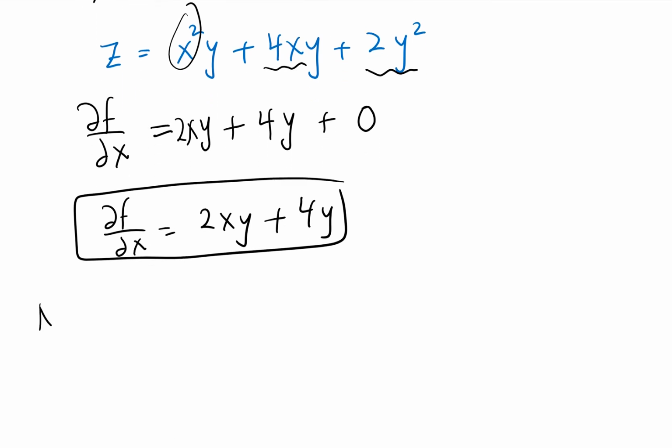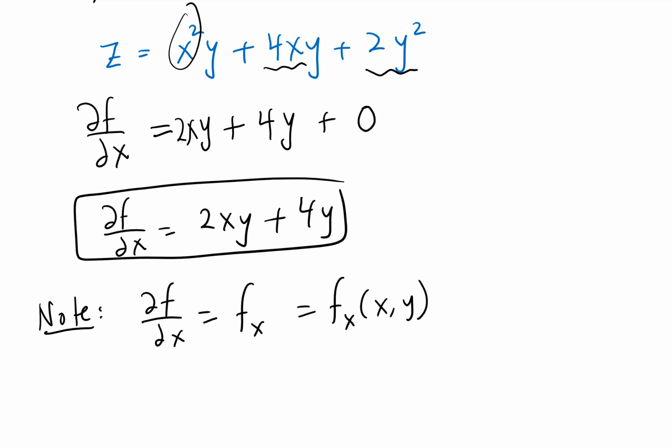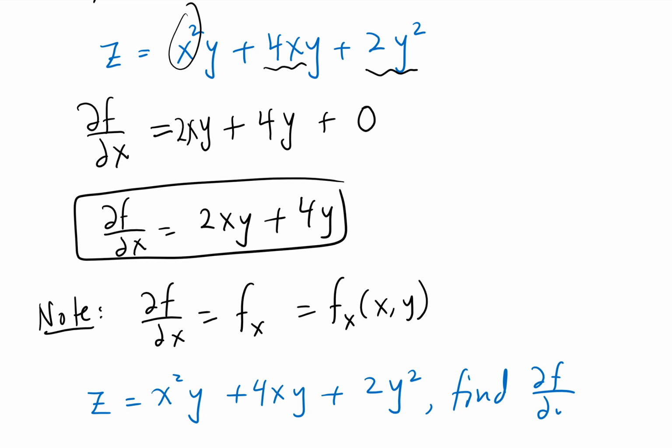Note, partial f partial x can also be written as fx, like this, f sub x, or f sub x of x, y. They all mean the same thing, the derivative of f with respect to the variable x. So for the same function, x squared y plus 4xy plus 2y squared, we are going to find partial f with respect to y, which is fy.